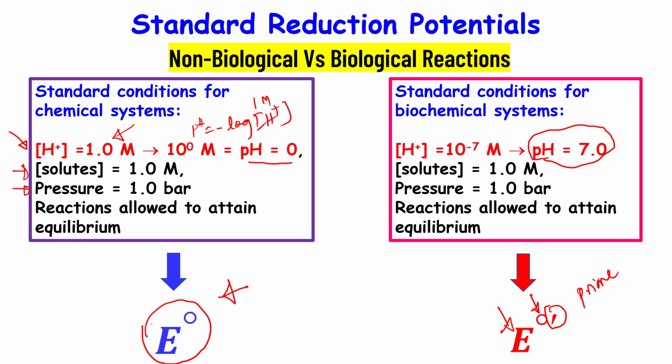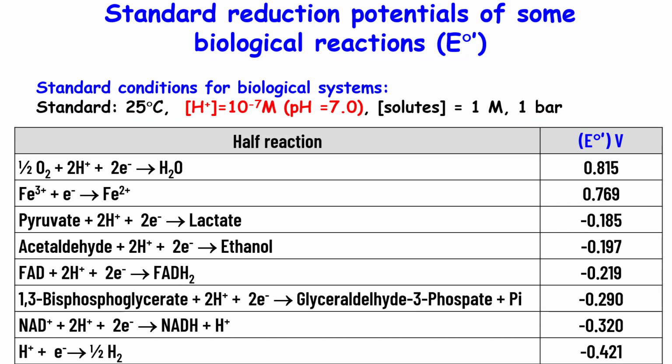And they created a table for a bunch of these biological compounds, and you can see here that those values are reported as E naught prime, and they are also reported as voltage values, just like how we wrote down our E naught values. So there's no difference here. The only difference is that the hydrogen ion concentration was changed to pH 7. When you change that, these voltages are going to shift, and you're going to end up with these values for these biological reactions. Okay, so that's something important to keep in mind.